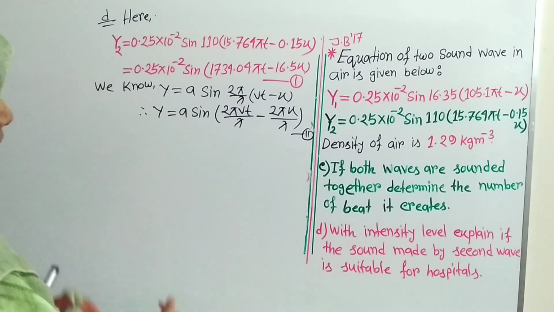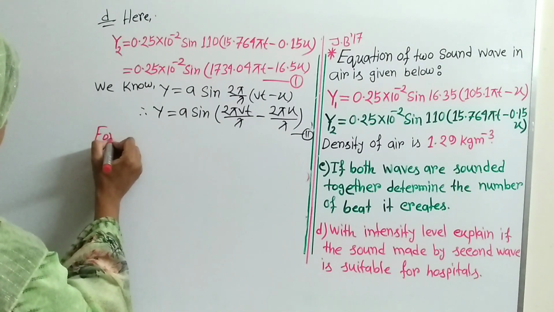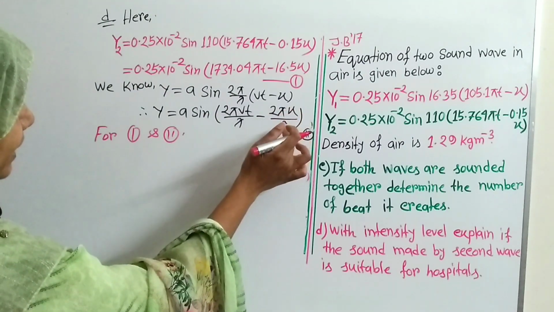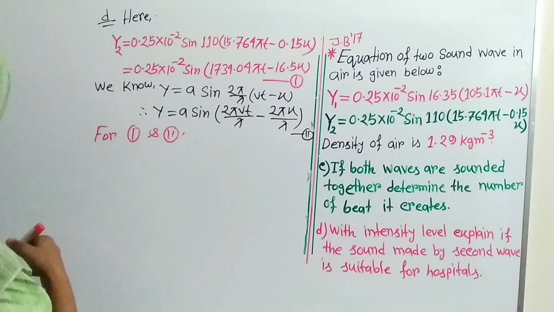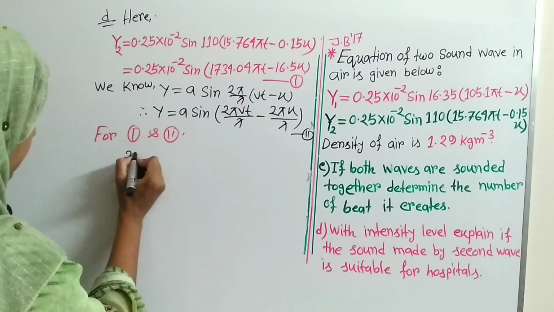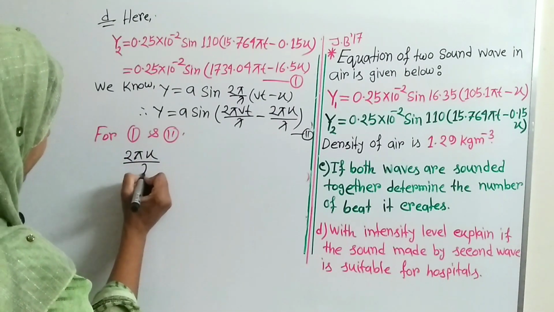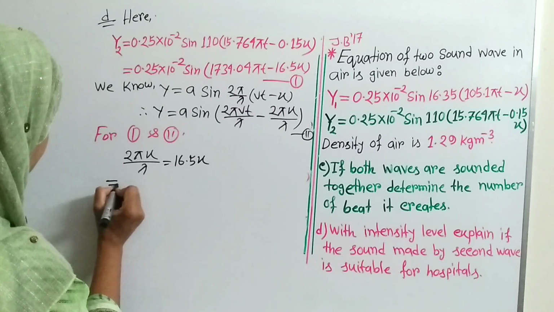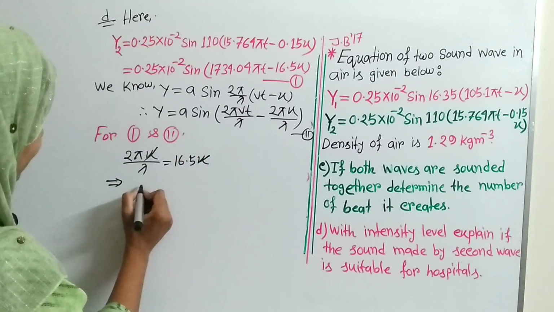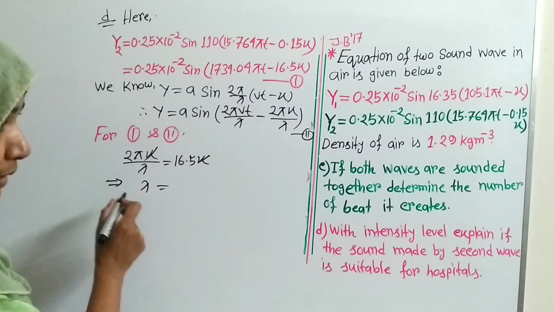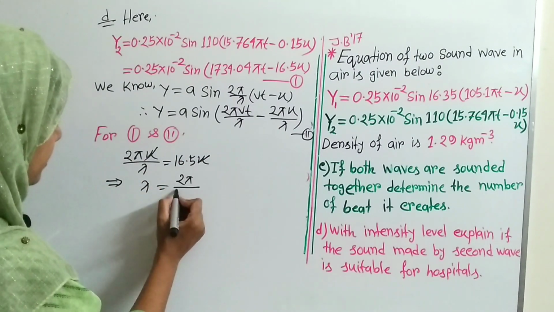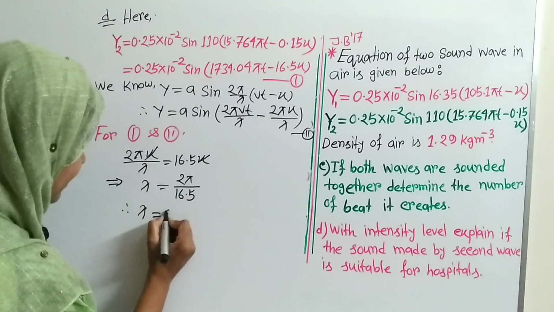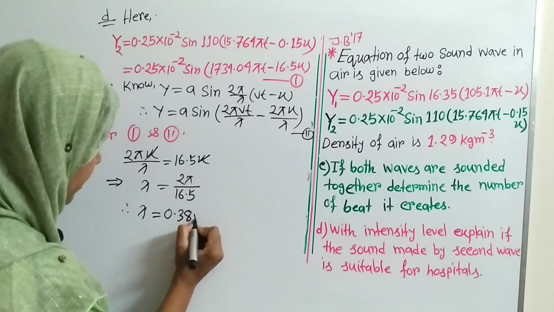So for 1 and 2, we can write that 2 pi x by lambda is equal to 16.5 x, or lambda is equal to, if you cross multiply it, 2 pi by 16.5. The value of lambda will be 0.38 meter.